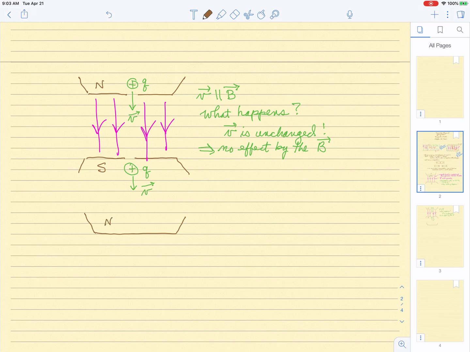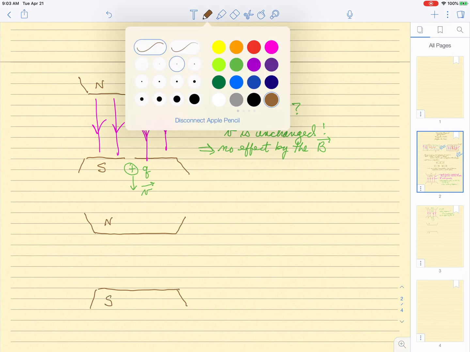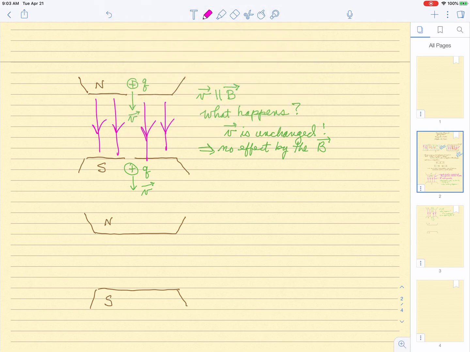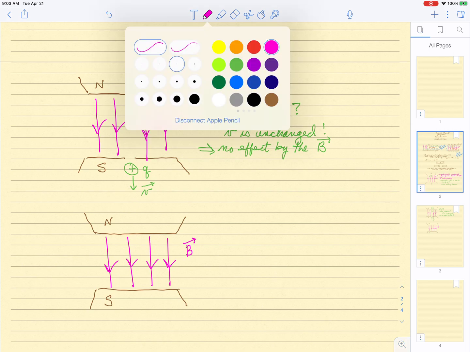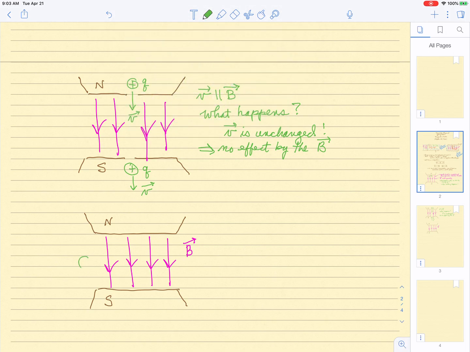So here's North Pole. Here's South Pole again. We have magnetic field between them. Okay. And this time, however, what we're going to do is take our positive charge, and we're going to shoot it into the field this way. So now what we have is a scenario where V is perpendicular to the magnetic field. Okay?